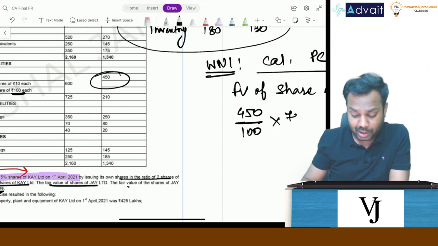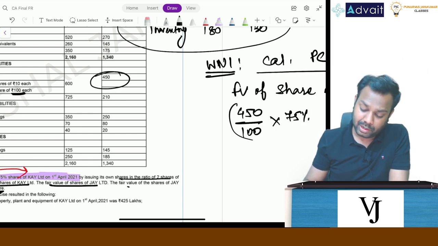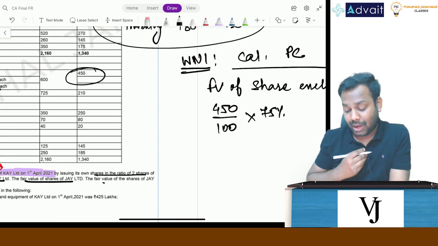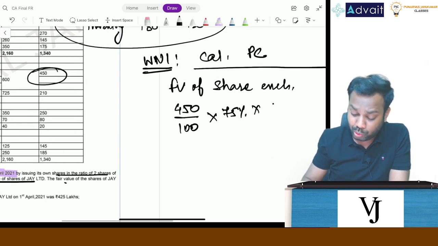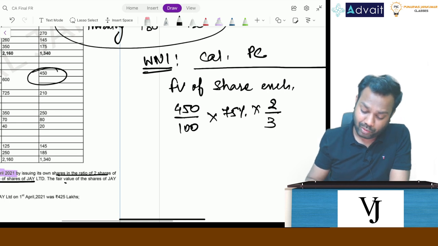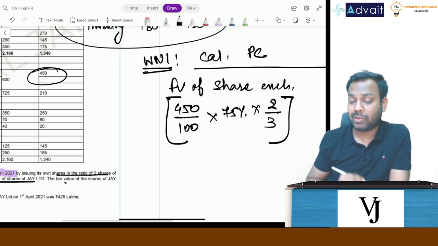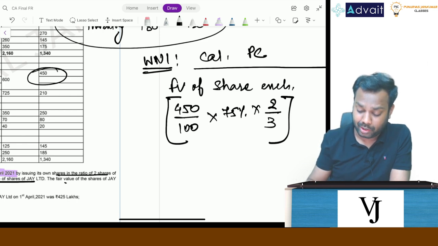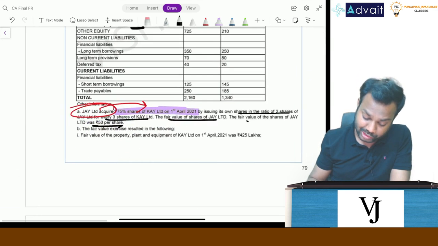I have acquired 75% of shares. And now J Limited will issue 2 shares for every 3 shares acquired. This is the number of shares to be issued by J Limited in exchange for acquiring the shares of K Limited. Now what is the fair value of J Limited? 50 per share.